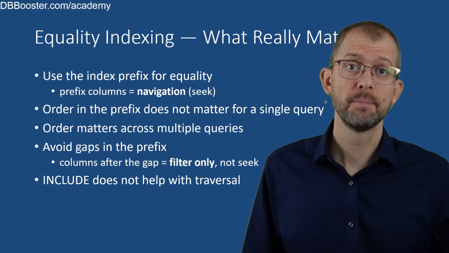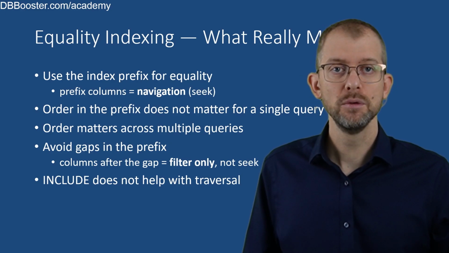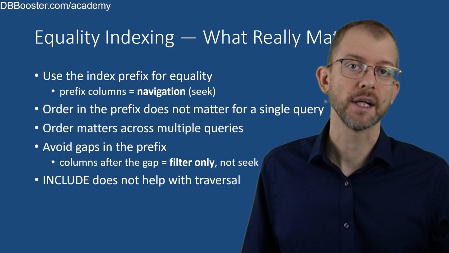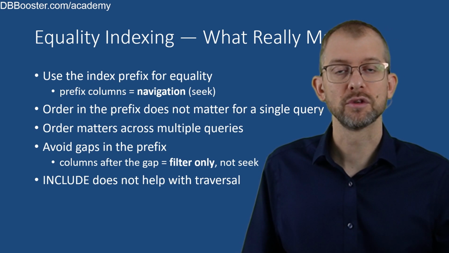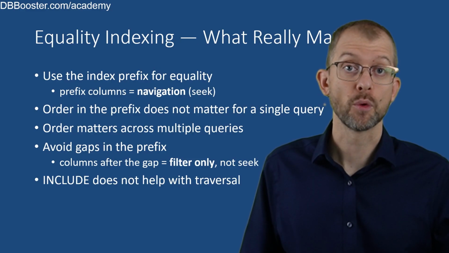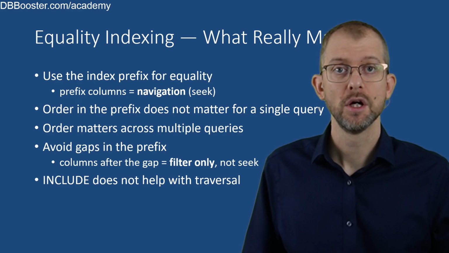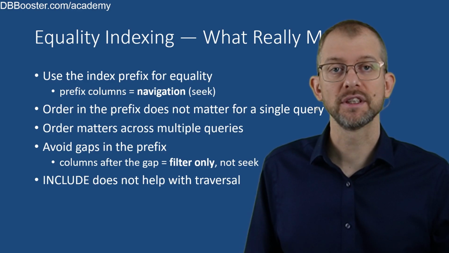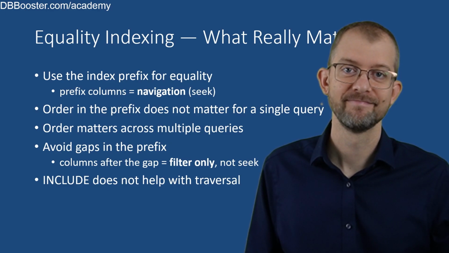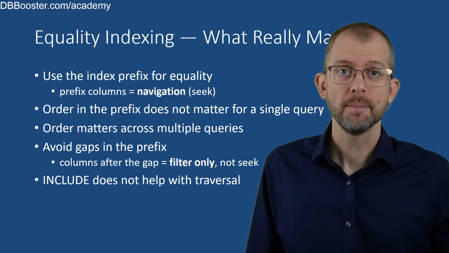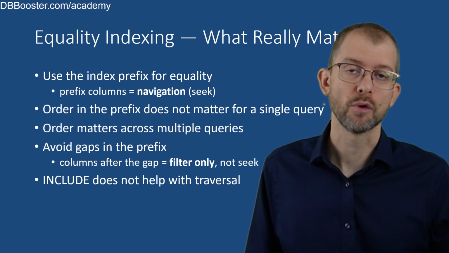A similar trap can happen with include. Even if the columns are physically in the index, include columns are not part of the ordering and are not used for navigation. Include helps with covering, not traversal. So the rule is simple. For equality conditions, always check that every equality column you care about is in the ordered index prefix and in the right order for the queries you want to optimize. So, to wrap it up, equality indexing is all about the prefix and how well it matches your filters.